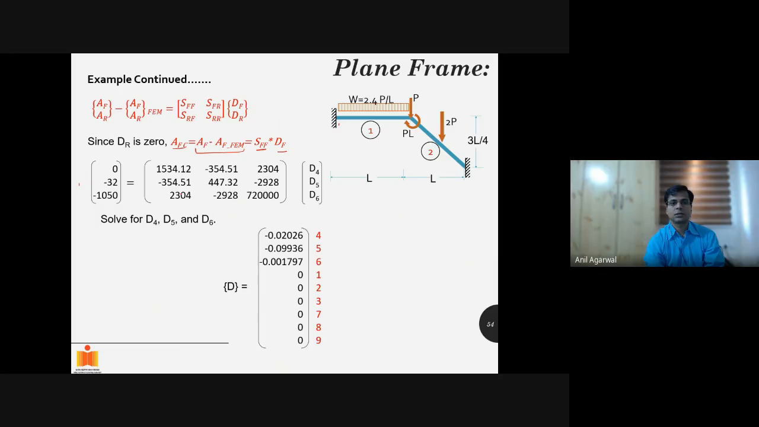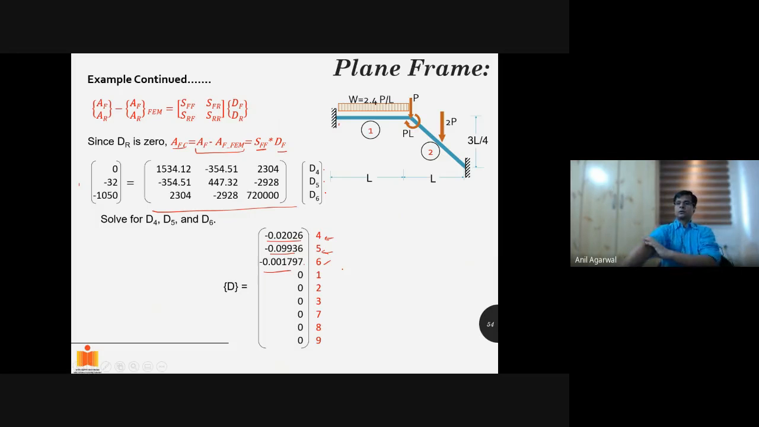And again, this is a 3 by 3 matrix to invert. I can invert this 3 by 3 matrix, or, basically, I have done it using MATLAB. So you can solve for D4, D5, D6 by using these 3 equations. And these are the values I got in inches. So these many inches, and this is radians. D6 is radians, and these 2 are inch displacements.